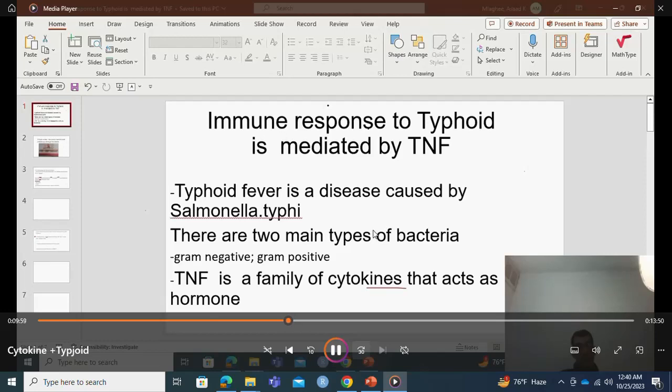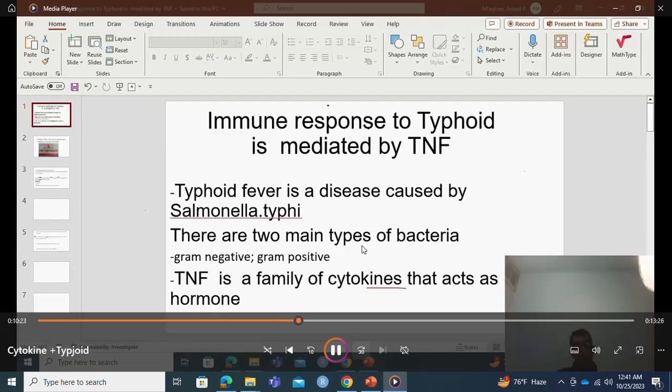Typhoid fever is a disease caused by Salmonella typhi. Salmonella typhi is named after the pathologist Salmon. Contaminated water and food participate in transmitting this disease.